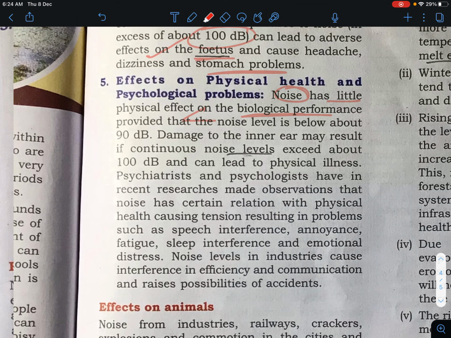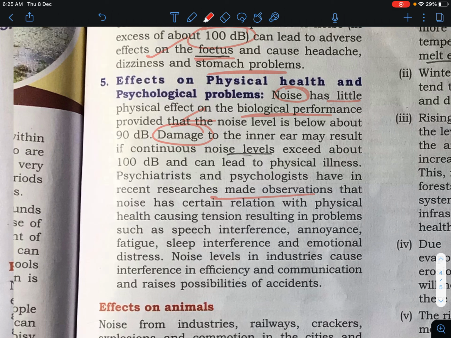Damage to the ear may result if continuous noise level exceeds 100 decibels and can lead to physical illness. It is very important that if you are exposed to noise above 100 decibels, it is going to affect your inner ear and lead to physical illness. Psychiatrists and physiologists have recently observed that noise has a certain relationship with physical health, causing tension, resulting in problems such as speech interference, annoyance, fatigue, sleep interference, and emotional distress.